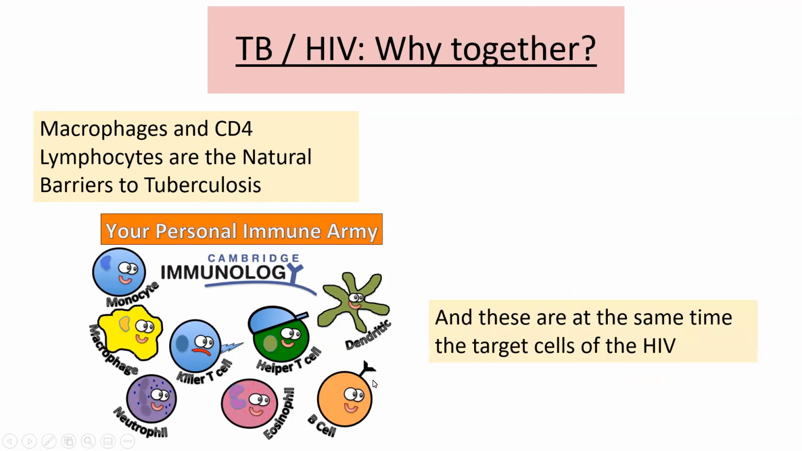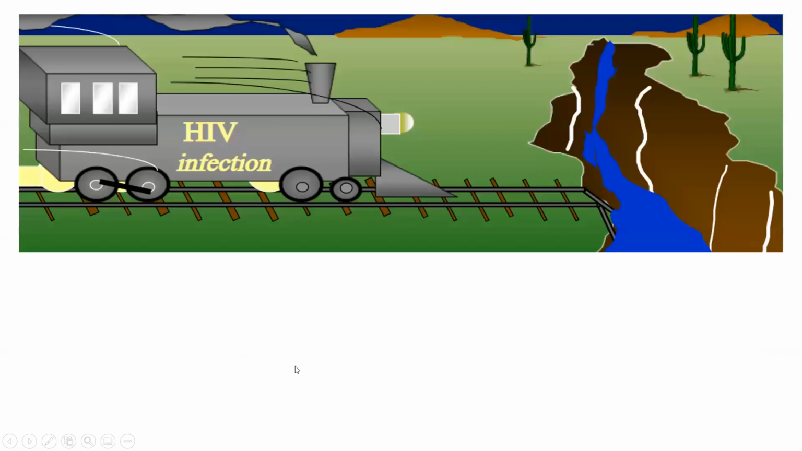Whereas in the context of HIV, HIV targets these cells which are barriers for TB. HIV loves these cells. They attack them and decrease the immune system, so they are no longer a barrier, as they are for TB. HIV causes a decrease in their numbers.